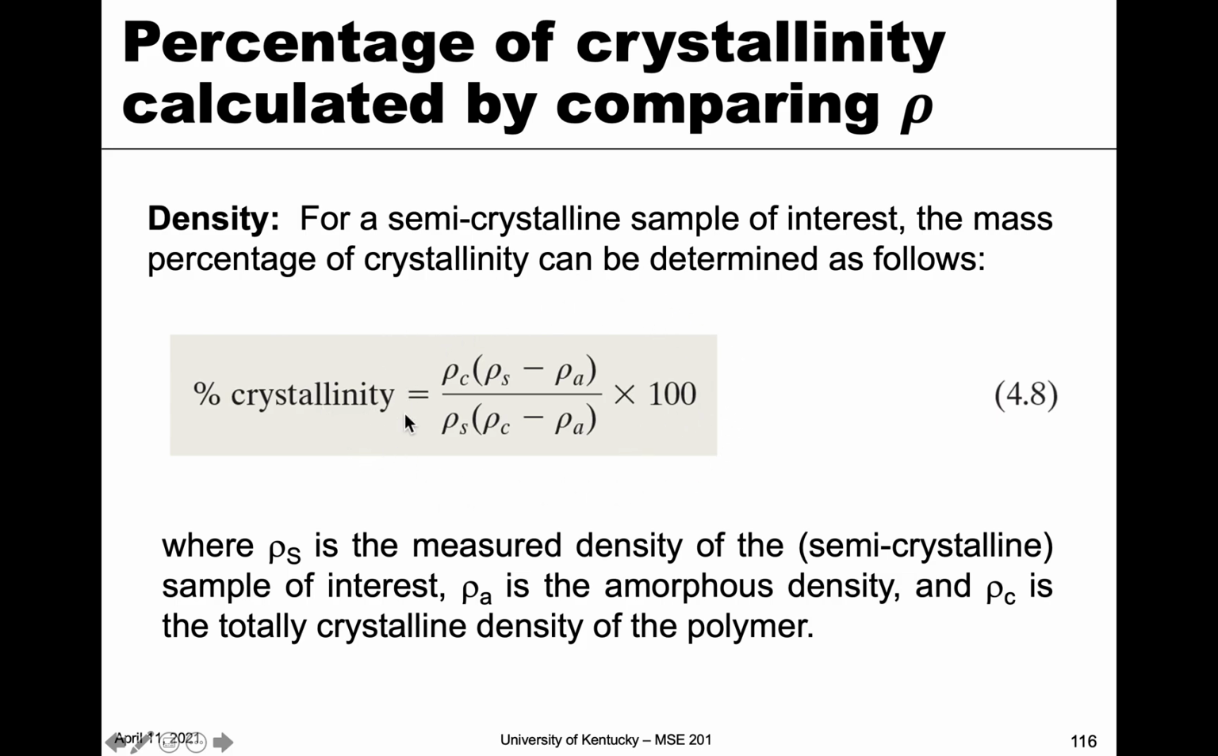And so we arrive at this equation here. We have rho as the density, so rho C is the crystalline phase, rho S is our semicrystalline sample of interest, and rho A, the A is for amorphous. So that's how we get that, and this is pretty straightforward. If we want to calculate this, we would measure the density of our material and compare it to the fully crystalline and fully amorphous, which we could look up in the literature to determine what they are. So that's the first way.